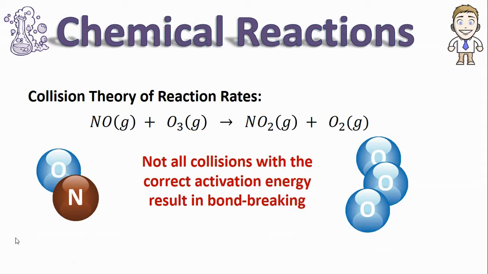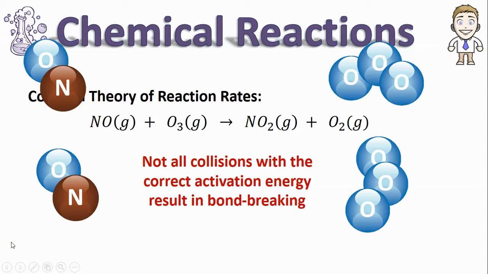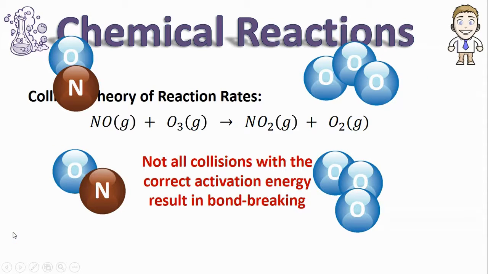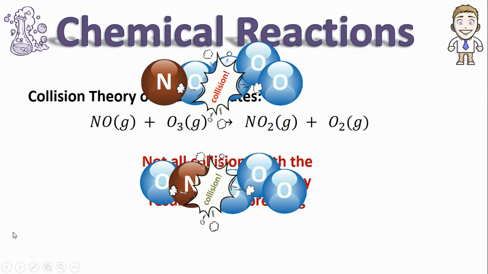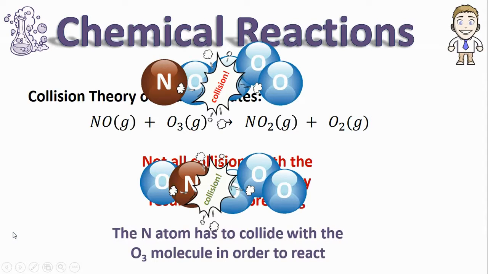For the last part of collision theory, we've got to realize that not all collisions, even if they have the correct amount of activation energy, will result in bonds being broken and the reaction happening. To see how this works, I'm going to put two different versions of this collision between the reactants side by side with each other. So let's bring those molecules towards each other. Here they are moving, and here the collision happens, but notice the way that they collide. The nitrogen atom has to collide with the O3 in order for the reaction to happen. Here, the collision on the bottom, the nitrogen atom is the atom that collides with the O3 ozone.